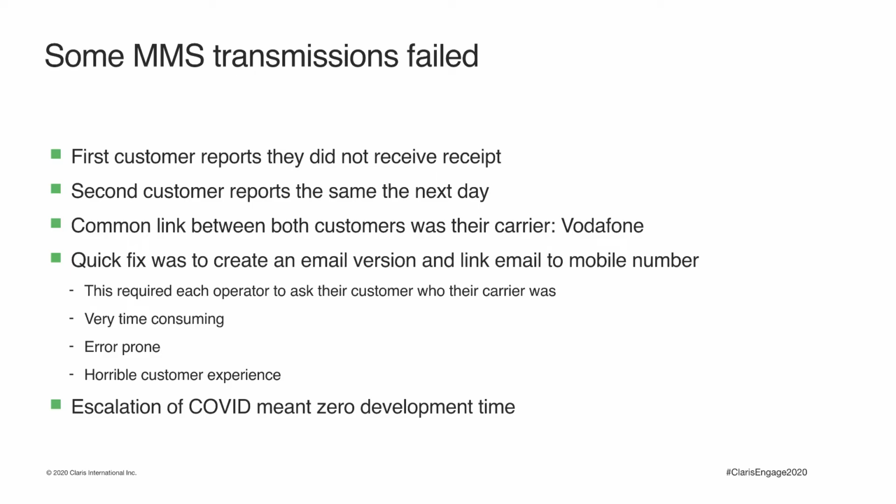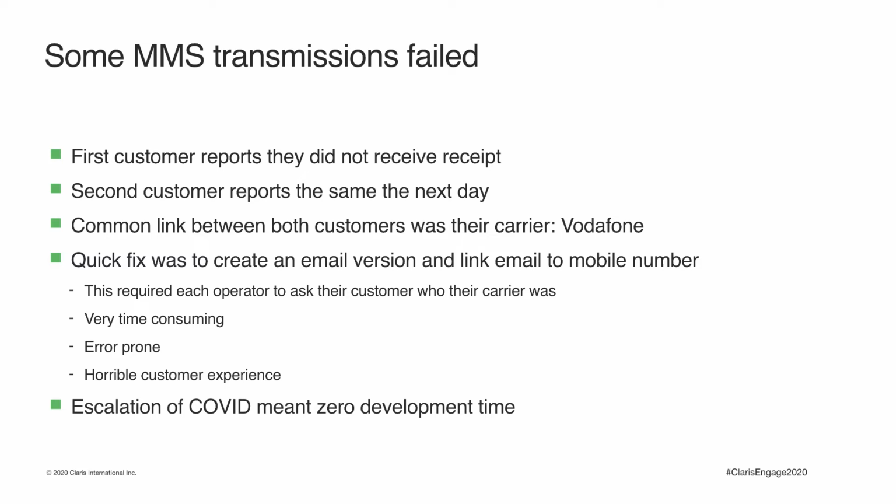So the system worked very well. Then we had a first and second customer report of not receiving a receipt. A little bit of investigation uncovered that the common link was that their carrier was Vodafone. We checked with the Telstra SMS API support team, and they could not identify why the Vodafone users were not receiving the text messages.